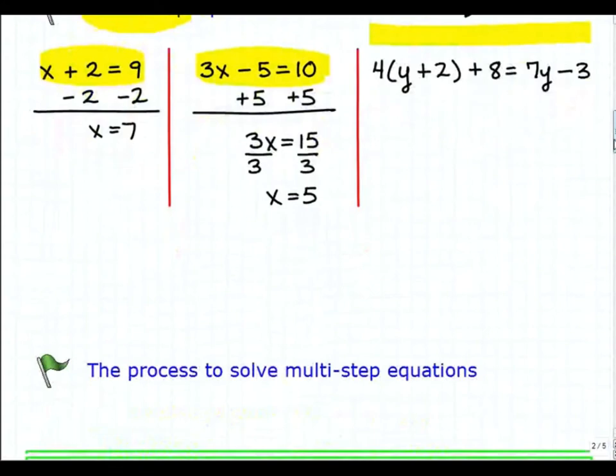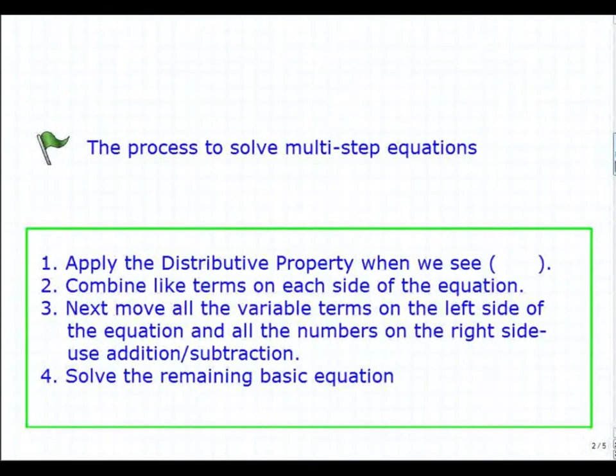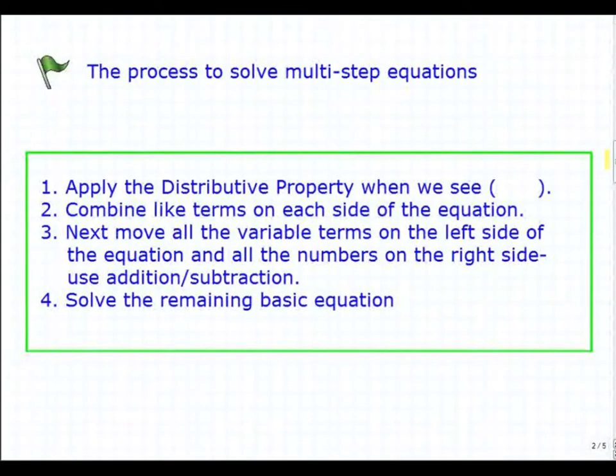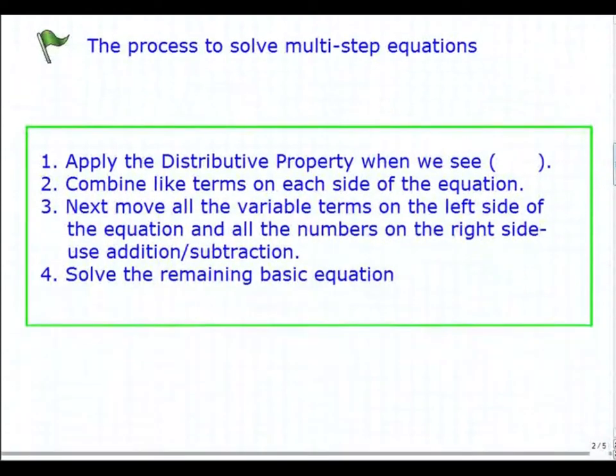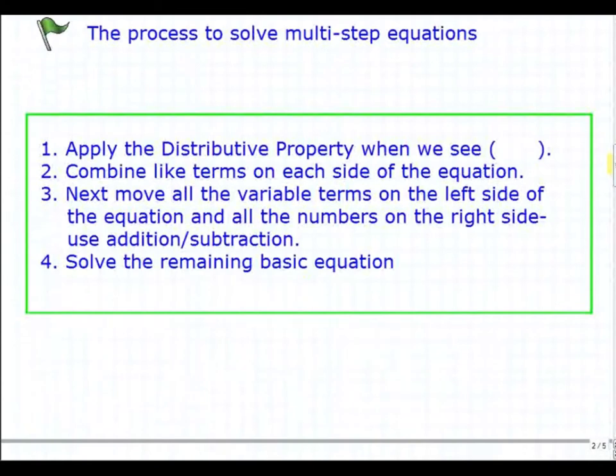And the second thing is you need a general set of directions, a general process. And that's what this is here. So you might want to go and write this down and put this in your notes. And then we'll take a look at a couple of examples and see how to apply this procedure.